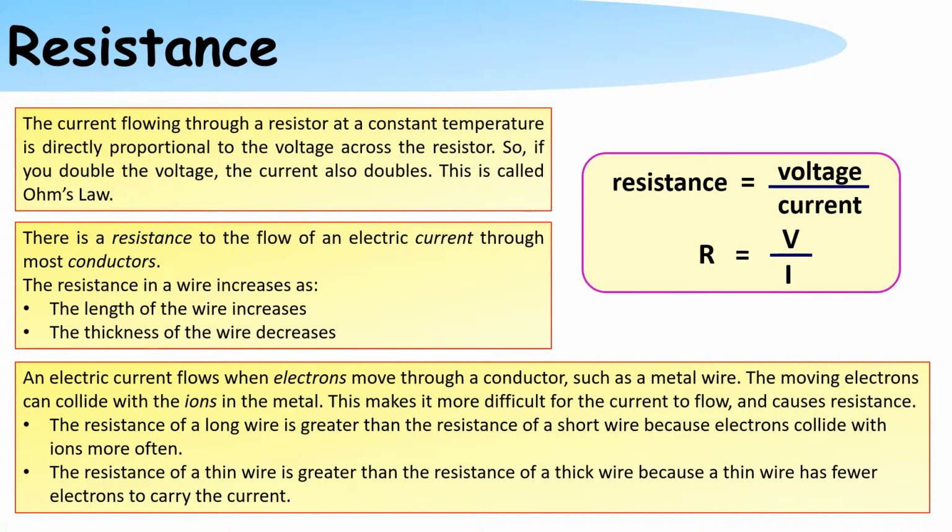The resistance of a thin wire is greater than the resistance of a thick wire because a thin wire has fewer electrons to carry the current.